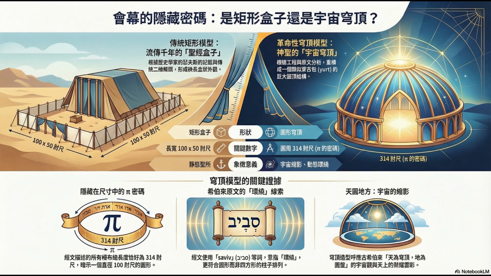And wow, just look at the difference here. On the left, you've got the familiar boxy tent. But on the right, it's something else entirely. It's this huge, circular, dome-like structure. Kind of like a massive yurt. It just feels so much more alive.